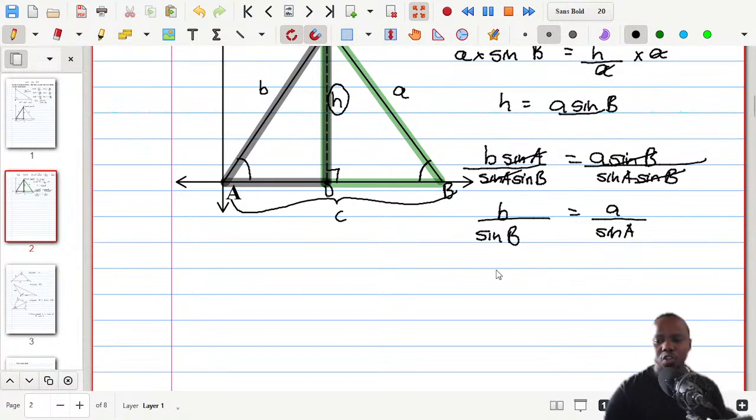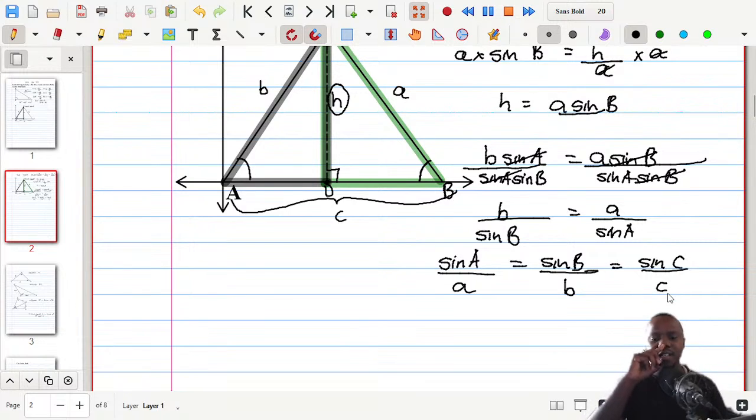Now, we can also write our sine rule formula as sine A over A is equal to sine B over B, which is equal to sine C over C. Honestly, it does not matter which one you use. Some textbooks will say to you that you need to use the second one if you are trying to find an angle, and you need to use the first one if you're trying to find a side. But on a serious note, it does not really matter which one you use.